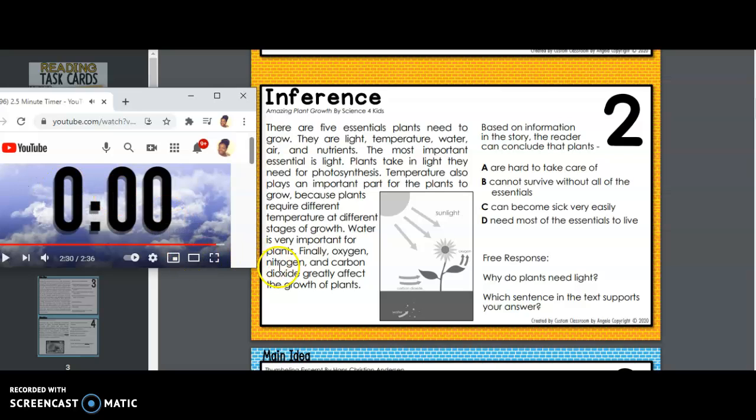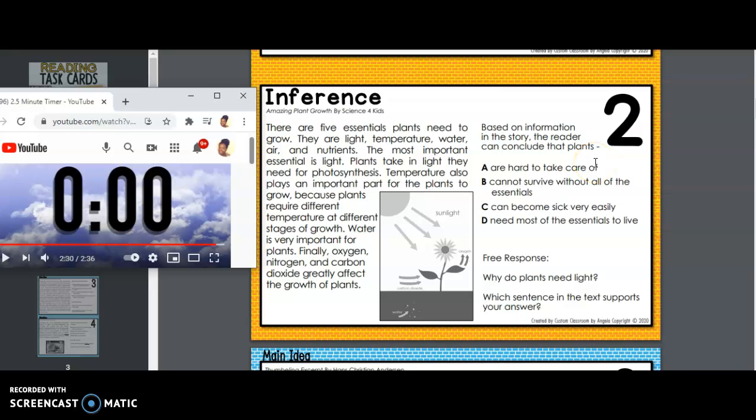All right, that is our time. So let's look at our question and answer choices. Based on information in the story, the reader can conclude that plants, A, are hard to take care of. This is giving us information about plants that are outside and living on its own, not plants that we have in the house. It could be talking about plants we have in the house because they need the same things, but it does not prove that they're hard to take care of. So A is not our answer.